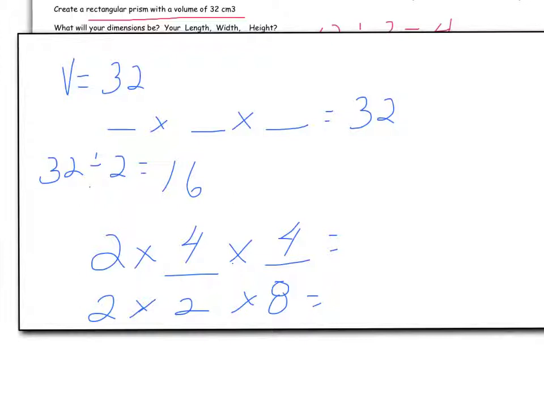We could even go 2 times 1 times 16. We could have one layer of 16 rows. 2 rows of 16, I guess is what that would look like. 2 rows of 16 and only one layer. 32. What else could I divide 32 by as my first step? I can't divide it by 3. I could divide it by 4. Okay, let's see what else I could come up with.